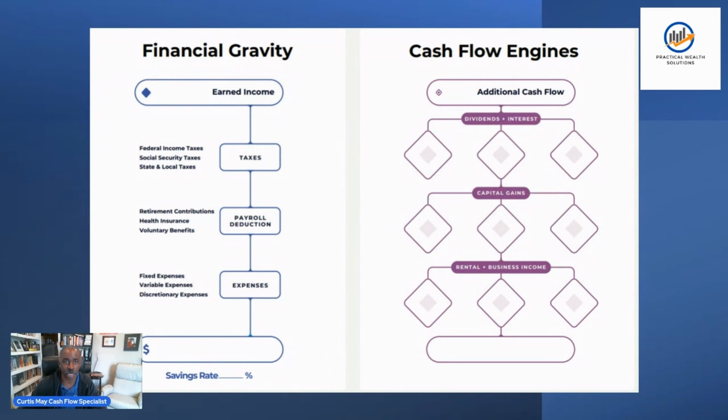So it's three types of income, right? Earned, passive, which is rental and business income, and portfolio, which is dividends, interest, and capital gains. But these are taxed at a more favorable rate.